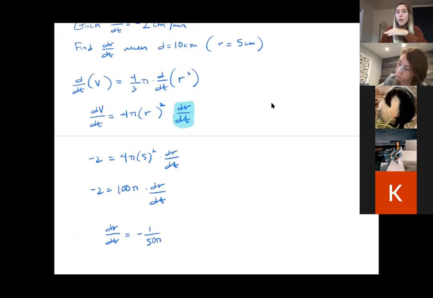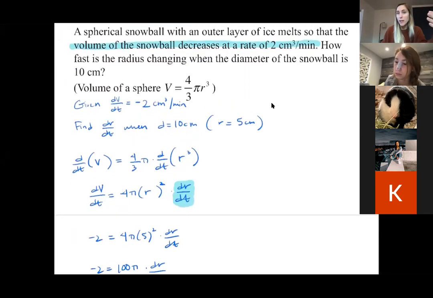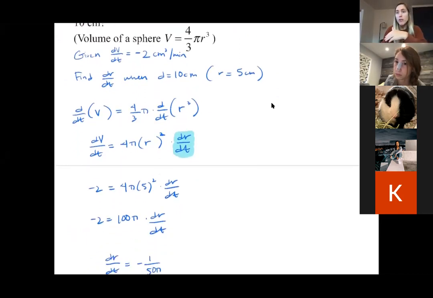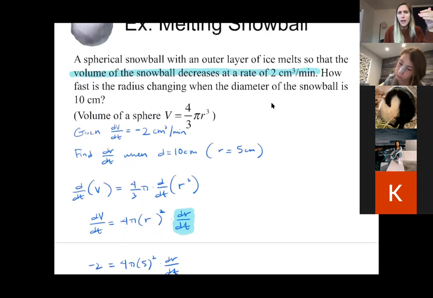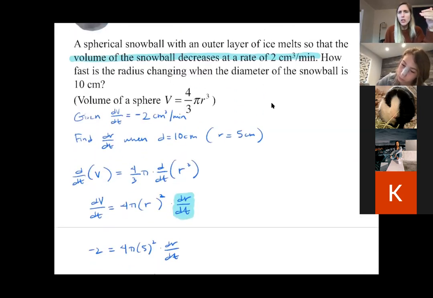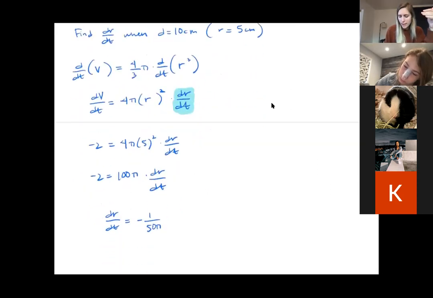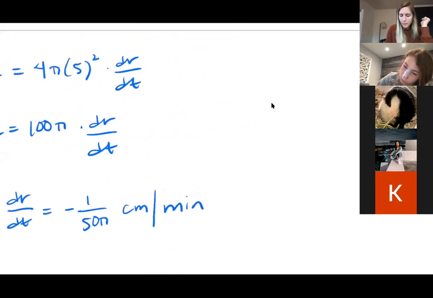And to determine what the units are, you can think, okay, what units is r being measured in? Centimeters. And then what unit is time being measured in? That is minutes. So centimeters per minute would be the units.